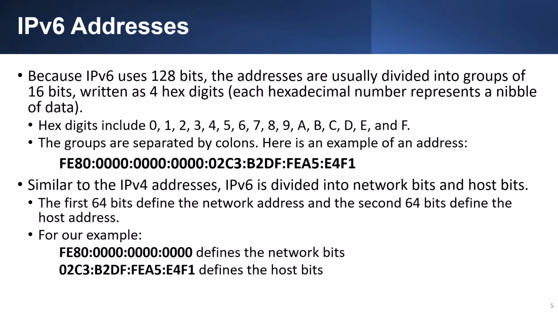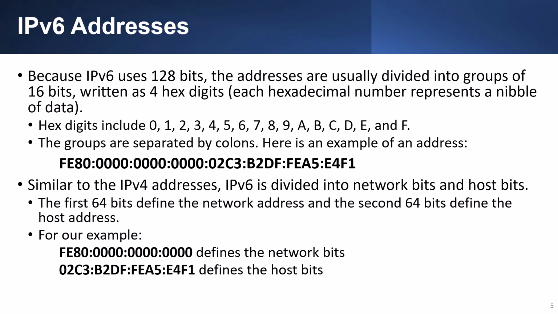Because IP version 6 uses 128 bits, the addresses are usually divided into groups of 16 bits, written as 4 hex digits, where each hexadecimal digit represents a nibble of data. Hex digits include 0, 1, 2, 3, 4, 5, 6, 7, 8, 9, A, B, C, D, E, and F. The groups are separated by colons. An example is shown on the screen.